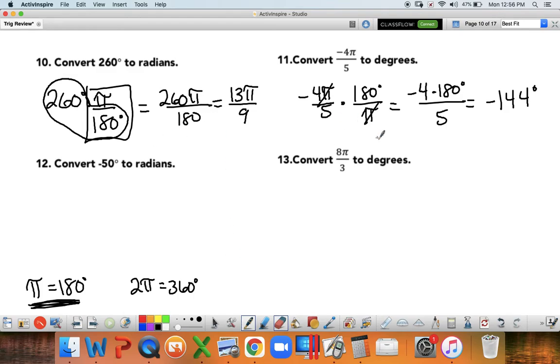Now that we did those two examples, try 12 and 13 on your own and pause it, because I'm going to move on and give you the answers right away. You get negative 5 pi over 18 and 480 degrees.